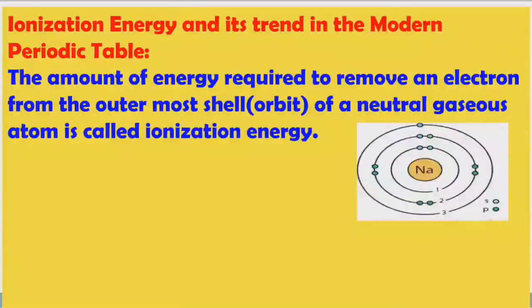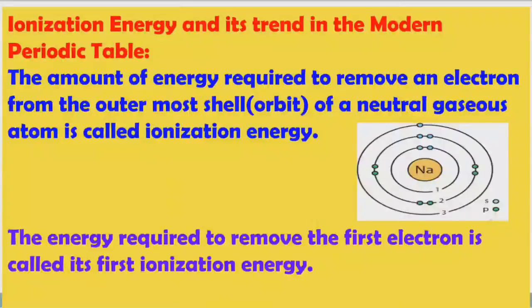Here we can observe a sodium atom. It contains one electron in the third cell. Here the third cell is the outermost cell. To remove that electron we need energy. That energy is the ionization energy of the sodium atom.